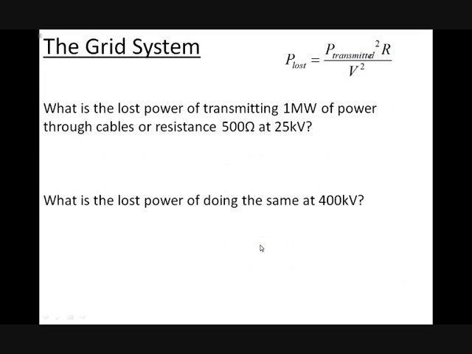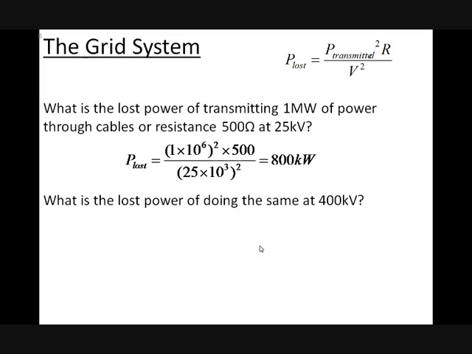A couple of examples. If we use this formula, what is the lost power of transmitting 1 megawatt of power through cables of resistance 500 ohms at 25 kilovolts? If we put this into our formula, we've got 1 megawatt, 1 times 10 to the 6, squared, multiplied by the resistance of 500 ohms, then divided by 25 kilovolts squared. If you put all that into your calculator, you should end up with a power loss of 800 kilowatts. That's 800,000 watts.